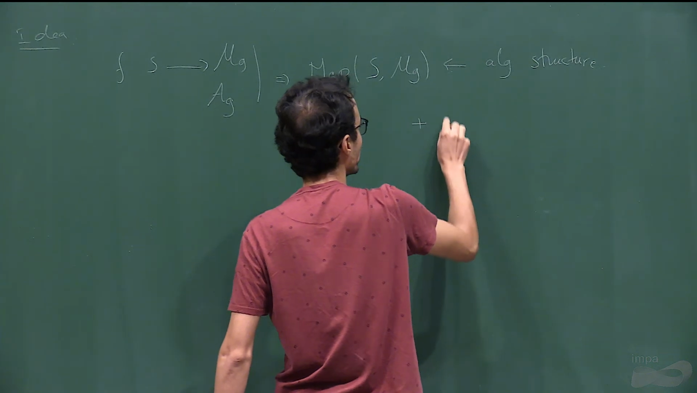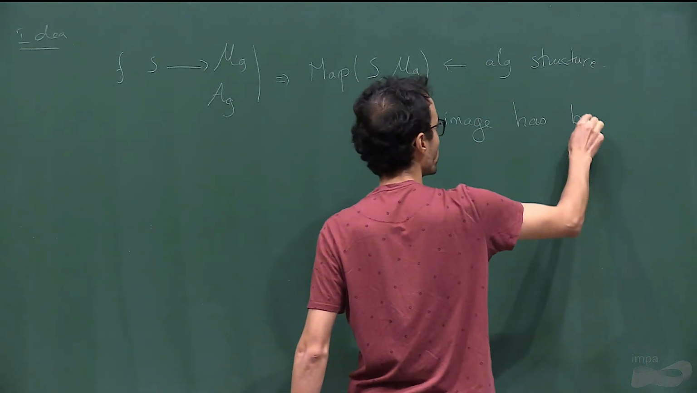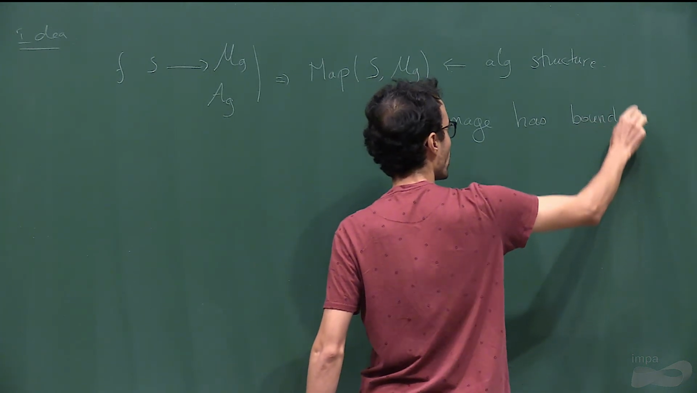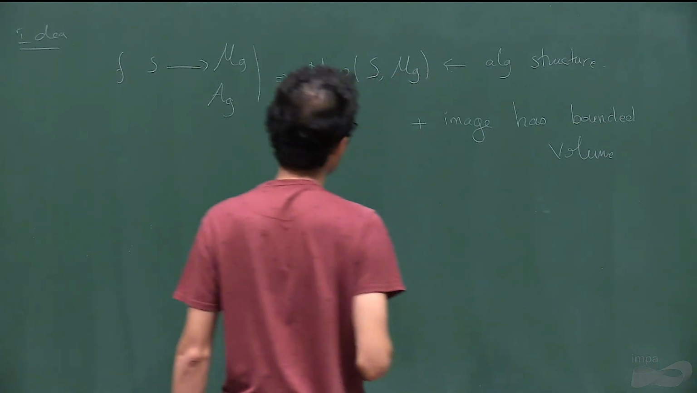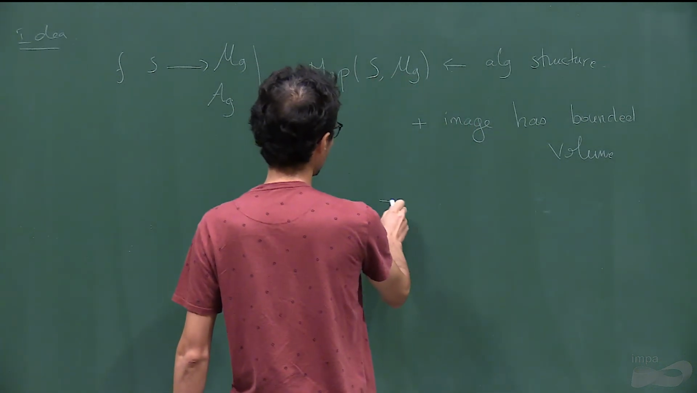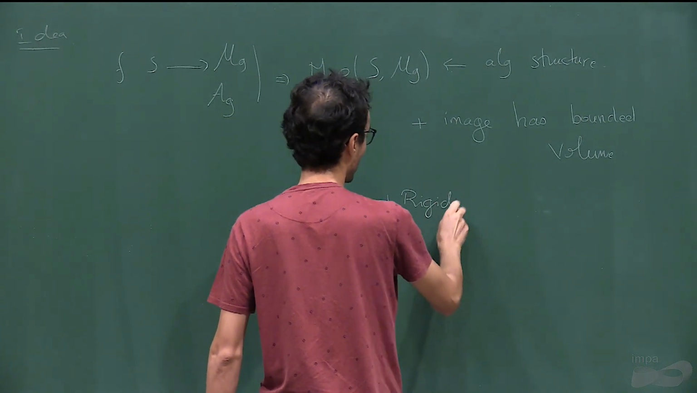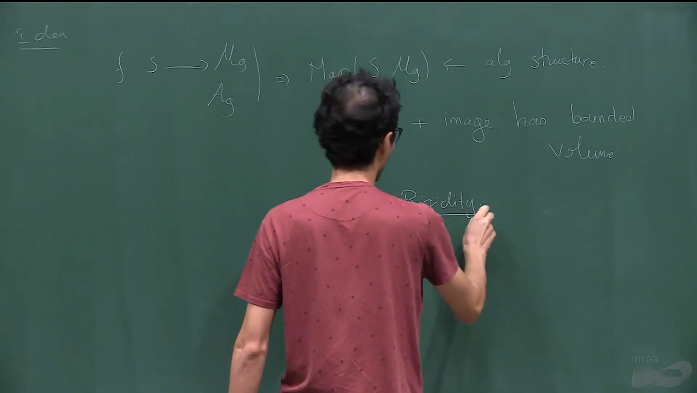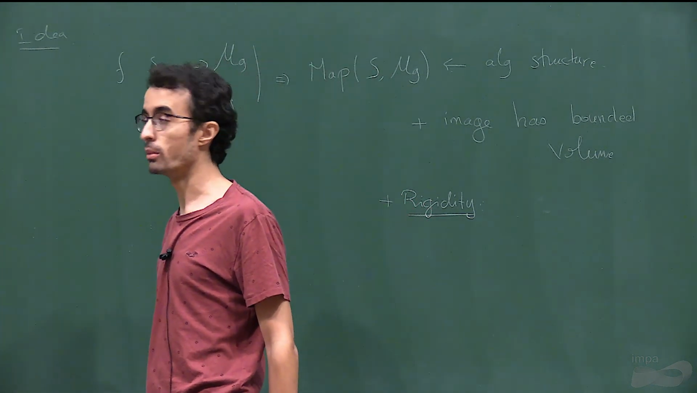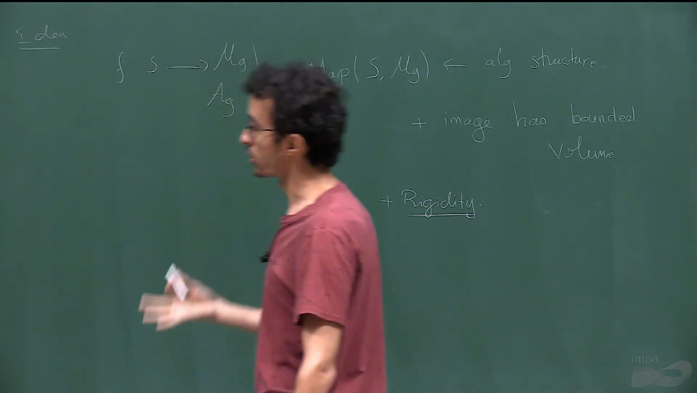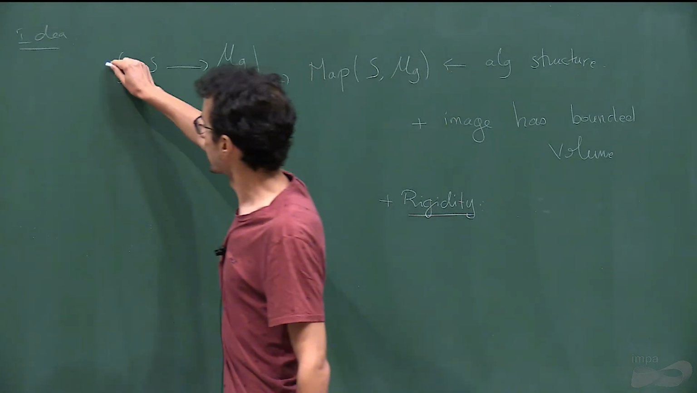And plus, they show that the image has bounded volume. So bounded volume, like fixing some projective embedding of M_g or A_g. And then the last step is a rigidity statement, meaning that any such map does not have any infinitesimal deformations. And so that's what gives you finiteness of the set of such representations. So yeah, that's the idea of the proof.